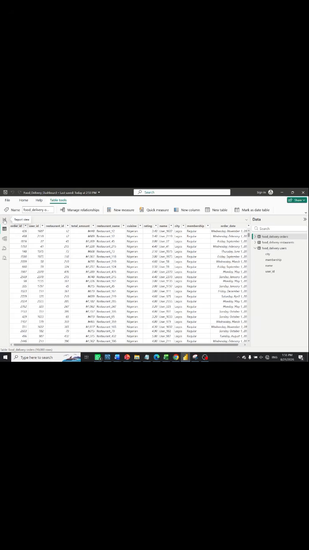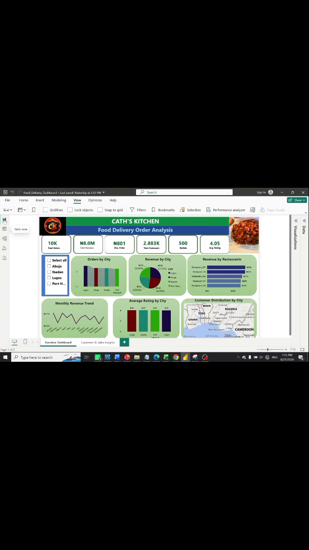This is my executive dashboard, which gives an overview of business performance. The analysis covers 10,000 orders, generating approximately 8 million in revenue with an average order value of about 801 naira. The dashboard also shows the total number of customers, restaurants, and the overall customer ratings. Revenue by city and orders by city allow the business to compare performance across cities. Lagos has the highest revenue and also the highest orders.